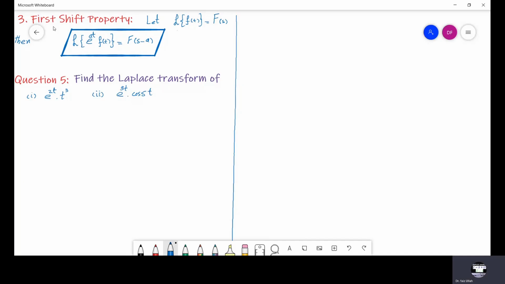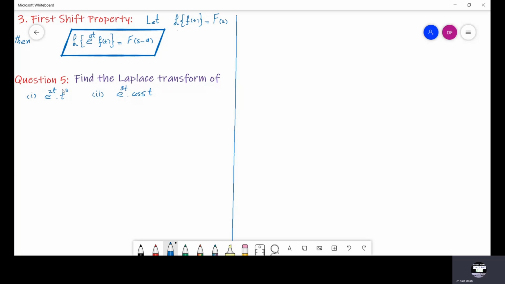Property number 3. This is called the first shift property, which says that if Laplace transform of f of t is equal to capital F of s, then the Laplace transform of e power at into f of t is equal to capital F of s minus a, which means that if we have to find the Laplace transform of e power at into f of t, the first step is to obtain the Laplace transform of f of t, which will be F of s. And now just subtract this a from any s in the solution of Laplace transform of f of t. So we will get F of s minus a.